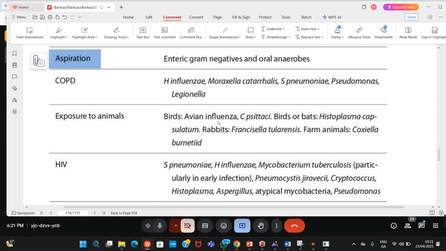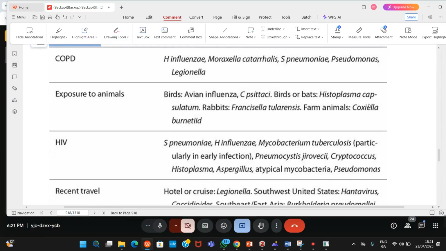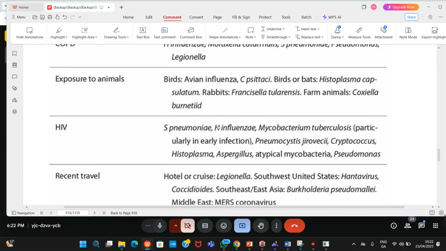Exposure to animals, so birds, they can have avian influenza. Birds too can spread chlamydia psittaci. So people that interact with a lot of birds can have chlamydia psittaci and avian influenza. They can even get exposed to histoplasma capsulatum from animals like bats especially. When they explore the caves where those bats stay, they can develop histoplasma there. Coxiella burnetii too, especially where they slaughter farm animals. This one can affect the liver too.